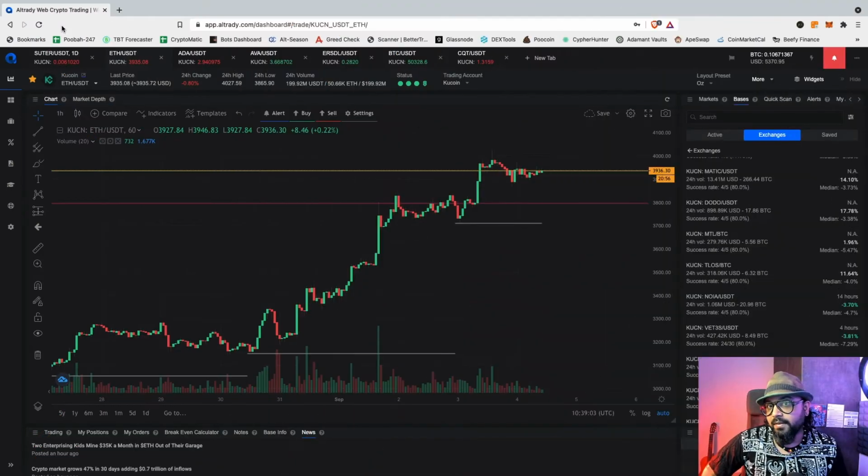Now that we are done with the fun part, let's get into Altrady. First off, I came across this because I was doing the QFL, quick finger looks. I was studying that strategy, and the strategy is basically based on bases. He mentioned a crypto base scanner.